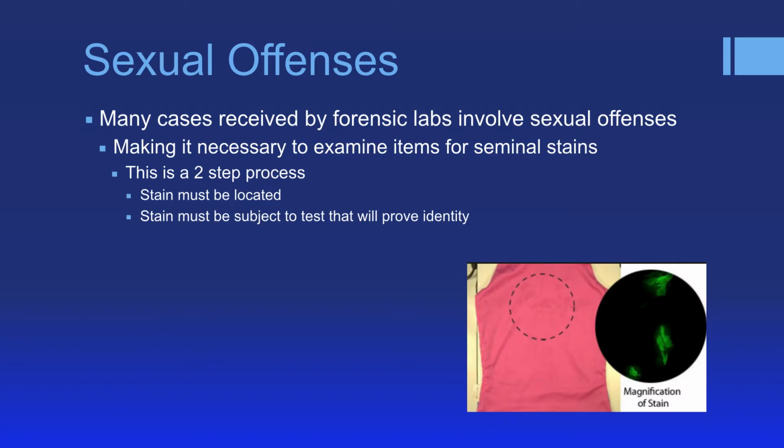Many cases received by forensic labs involve sexual offenses, which makes it necessary to examine different items for seminal stains. That's a two-step process. First, you have to locate the stain, and then that stain needs to be subjected to tests that will prove the identity of the individual who deposited it.